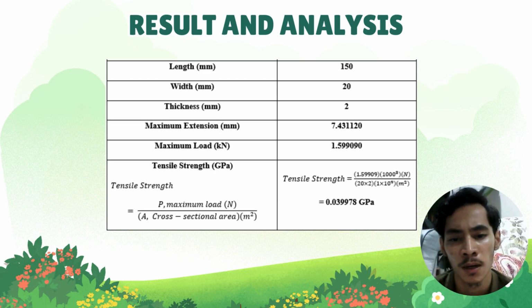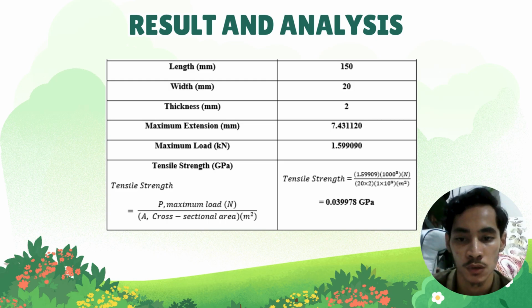And also, if you notice, for the SI unit, the cross sectional area is in meter square, so we needed to also cut out millimeter square, and we multiply it by 1,000 to the power of 2 because it is millimeter square. It also means that the 1,000 is also squared. And then we will get the tensile strength of 0.039978 GPa. Now this is just for one sample. We have a total of three samples overall, and we needed to create three different tables based on three different samples.